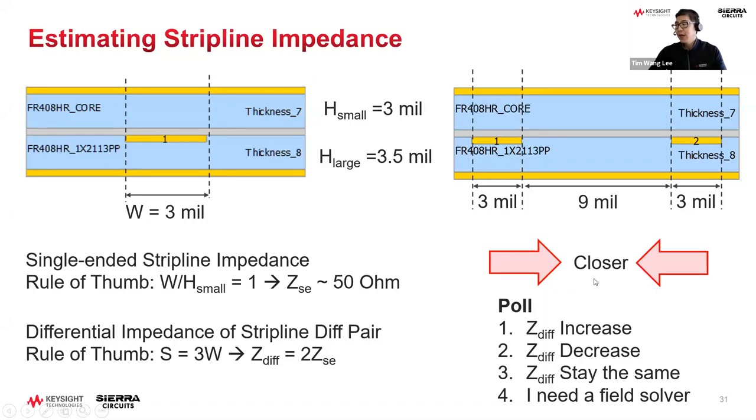What is going to happen? This is our last question, the last polling question. Is it going to increase, number one, decrease, number two, or stay the same, number three? And no number four, so we're not going to do number four today. So we are our own field solver today. I will monitor, keep it 30 seconds.